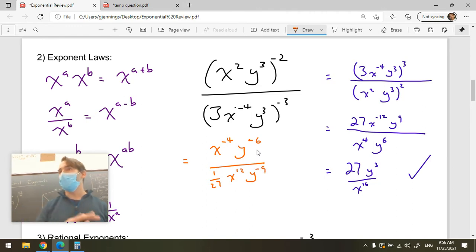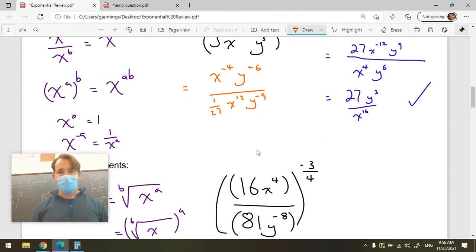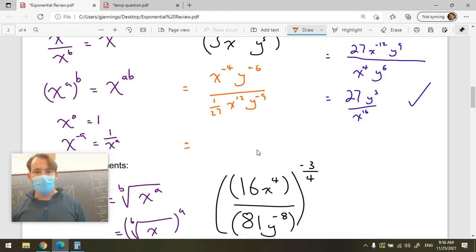Okay? Now, I'm not going to flip anything. I'm just going to go to the next line. x to the negative 4, subtract 12, that's going to be x to the negative 16. y to the negative 6, subtract negative 9, that's y to the positive 3. Negative 6 plus 9, 3. Okay.